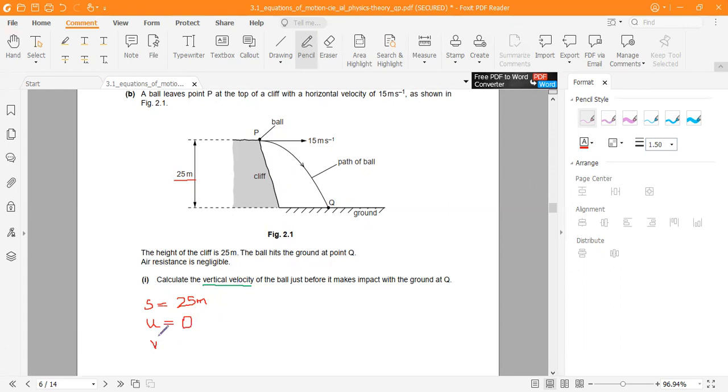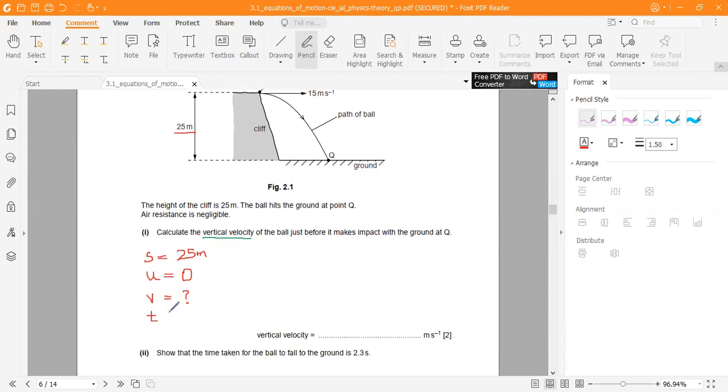v, do we know v? We don't, so we'll just put a question mark over here. Do we know t? We don't know how much time it took for the ball to fall down, and we don't need to find it, so we will put a cross over here. A, do we know a? Yes, we do. We will take a to be the value of gravity, since this is under the action of gravity, so this is 9.8 meter per second square.